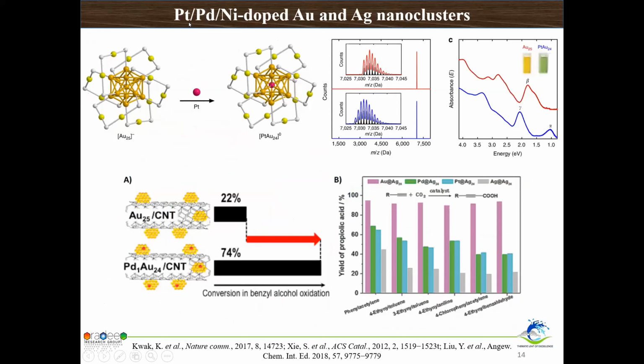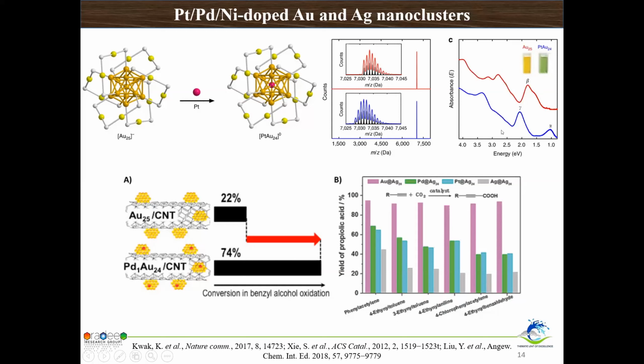So other than copper, silver, and gold, platinum, palladium, and nickel were also doped in gold and silver nanoclusters, and it was said that platinum, palladium, and nickel prefer to occupy the central position. So here is the crystal structure of platinum Au24, where the platinum atom occupies the central position, and due to the platinum doping, the yellow color Au25 solution turned into a green color solution.